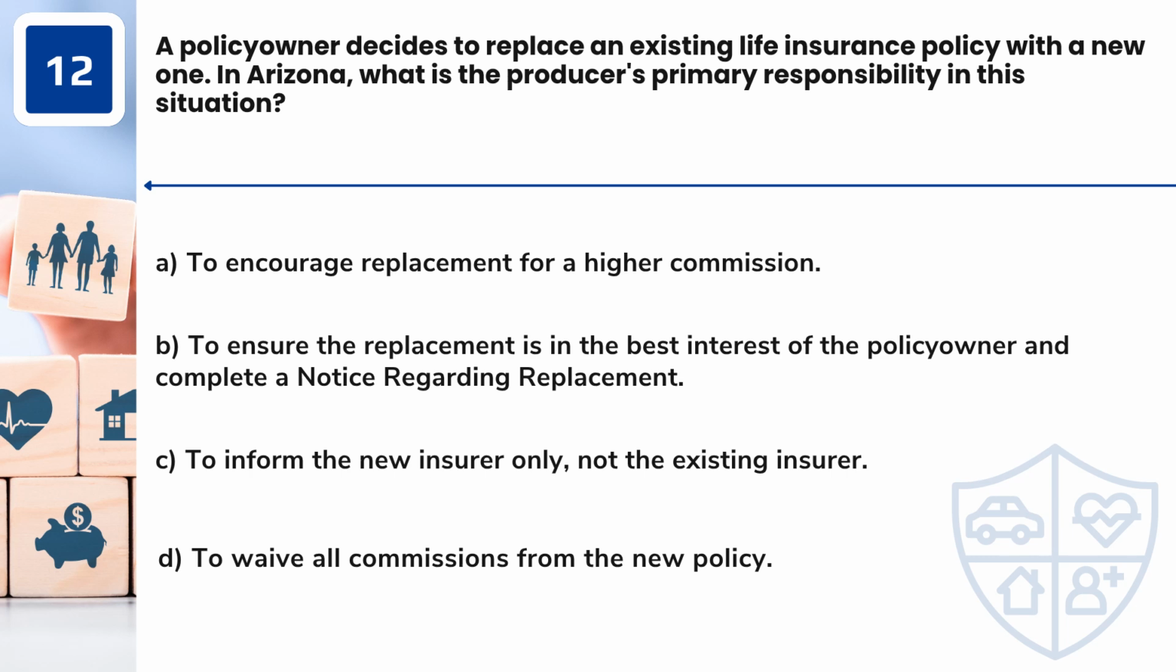Question 12. A policy owner decides to replace an existing life insurance policy with a new one. In Arizona, what is the producer's primary responsibility in this situation? A. To encourage replacement for a higher commission. B. To ensure the replacement is in the best interest of the policy owner and complete a notice regarding replacement. C. To inform the new insurer only, not the existing insurer. D. To waive all commissions from the new policy.